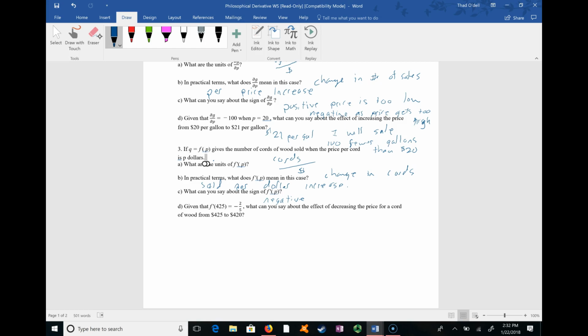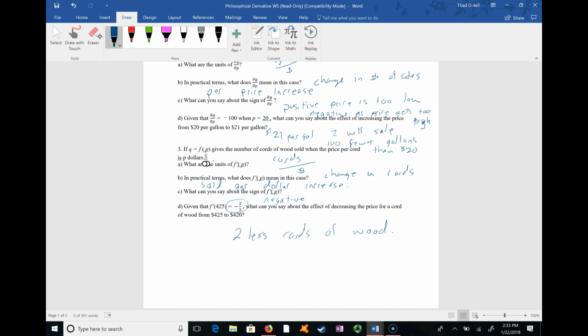Given that f prime of 425 equals negative 2/5, what can you say about the effect of decreasing the price of a cord of wood? So if this says from 425 to 420, notice this slope here is essentially, if I raise the price $5, I'm going to sell 2 fewer cords of wood. If we think of it like rise over run, the 5 is the change in the independent variable and the 2 is the change in the dependent variable. So that means if I lower the price from 425 to 420, I'm going to sell 2 fewer cords of wood, which goes against what I just said up there. So my assumption is the derivative would not be negative.